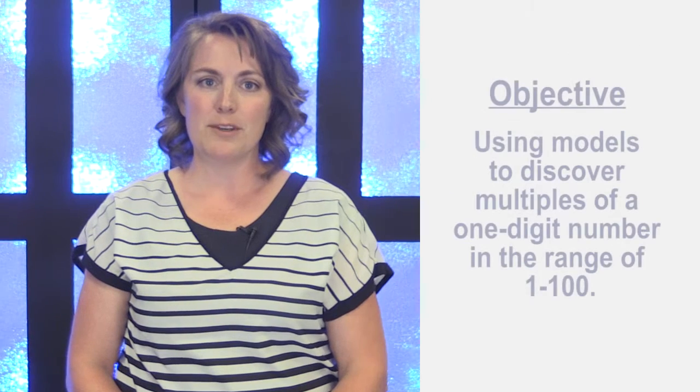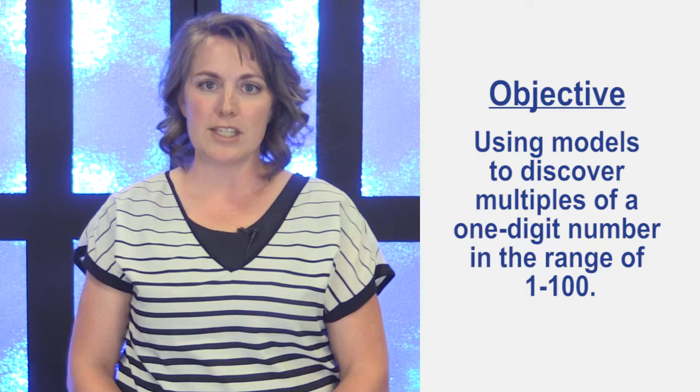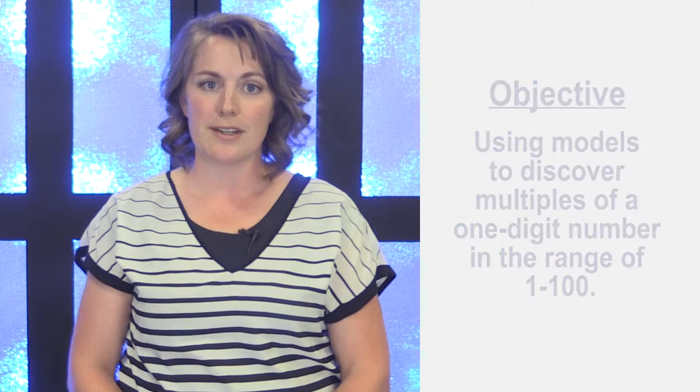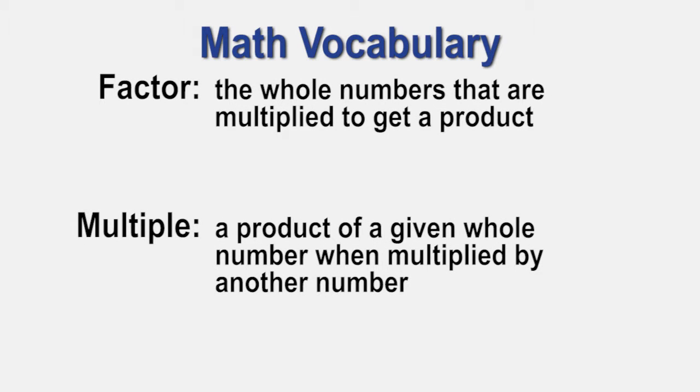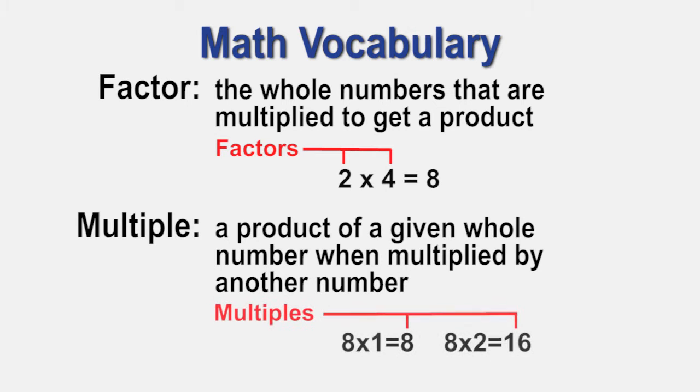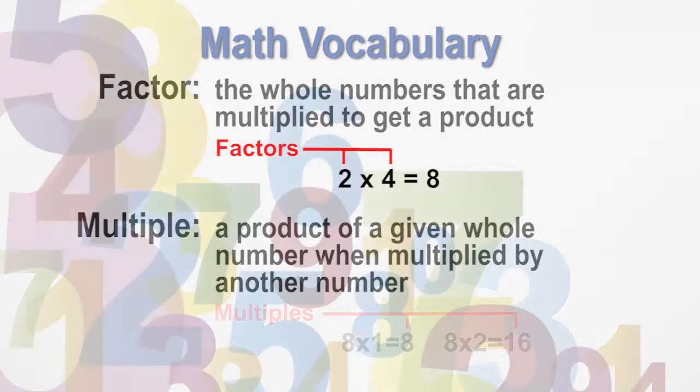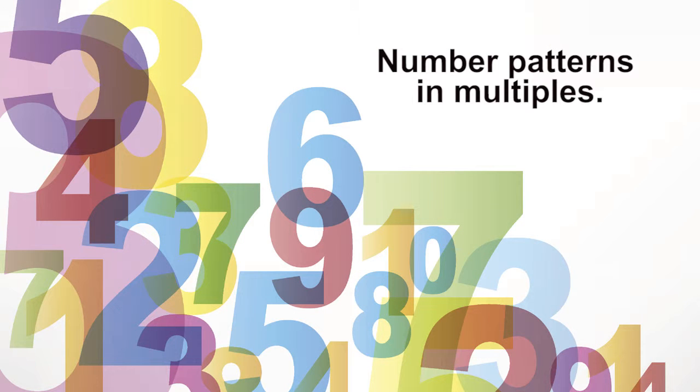In this lesson, we will use models to discover multiples of a one-digit number in the range of 1 to 100. By now, students should understand the terms factor and multiple. Factors are the whole numbers that are multiplied to get a product. A multiple of a number is a product of a given whole number and any other whole number. As we look for multiples of a number, we will also look for patterns to help us recognize multiples of numbers.